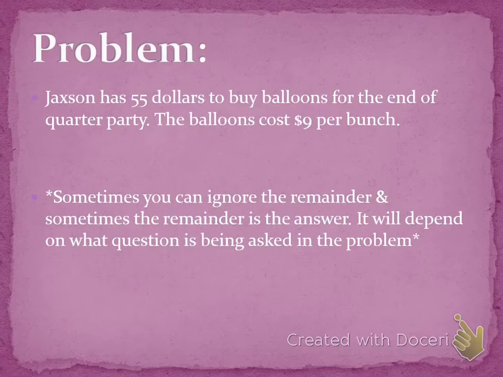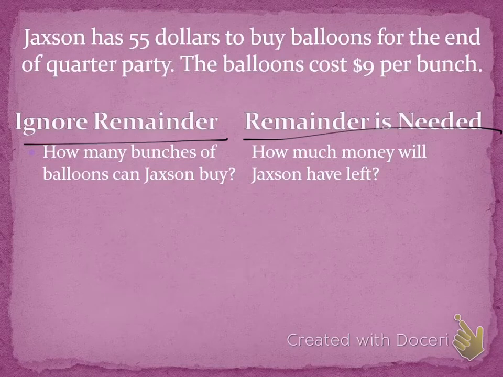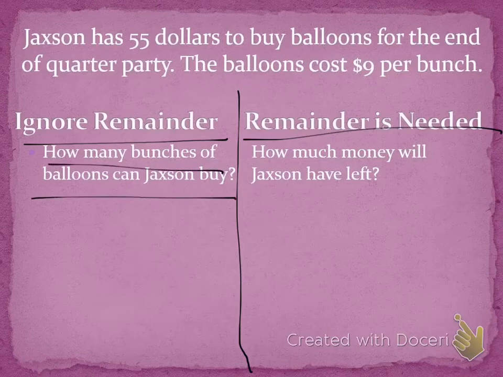Let's take a look at this problem. Jackson has $55 to buy balloons for the end of the quarter party. The balloons cost $9 per bunch. Sometimes you can ignore the remainder, and sometimes the remainder is the answer we need. It will always depend on what is being asked in the problem. So there are certain situations where we will be able to ignore my remainder, and then there are times where we will need our remainder. Here are 2 examples of different questions that you might see, and you would have to determine how to solve. First question over here is, how many bunches of balloons can Jackson buy?